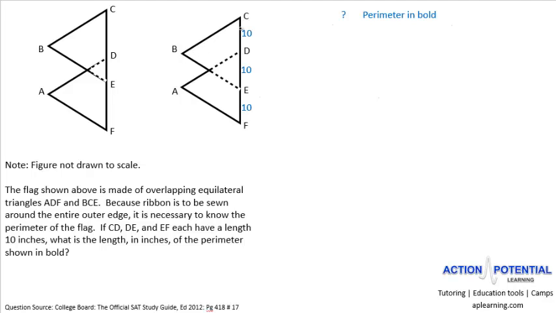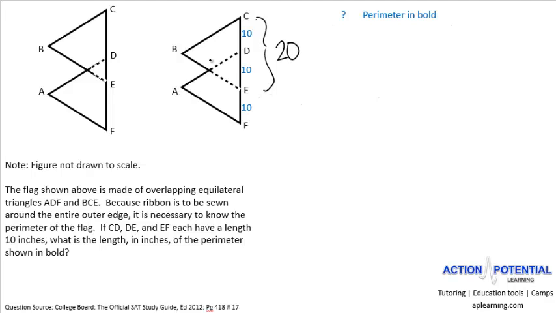Since we know that BCE and ADF are equilateral triangles, each side of the triangle must be the same. Well, the side of the triangle BCE that we know starts at C and ends at E. That's one side of the triangle. C to D and D to E gives us the entire length of CE, this one side of the triangle. So that has an entire length of 20.